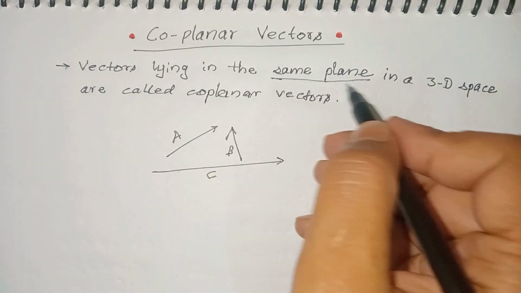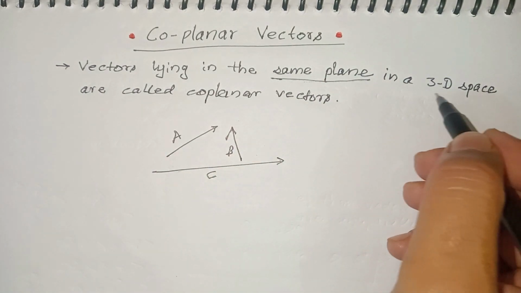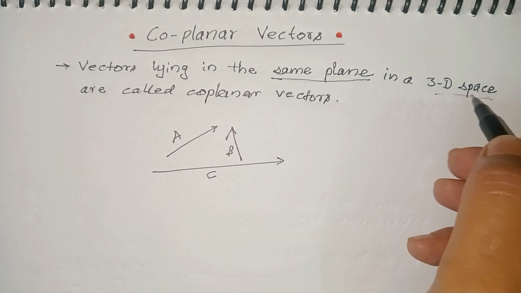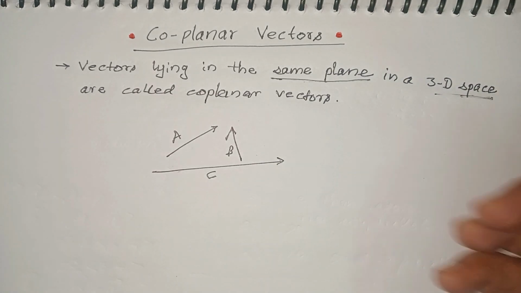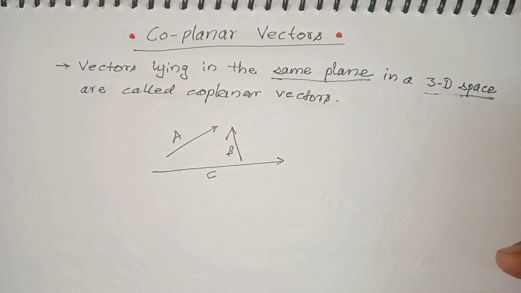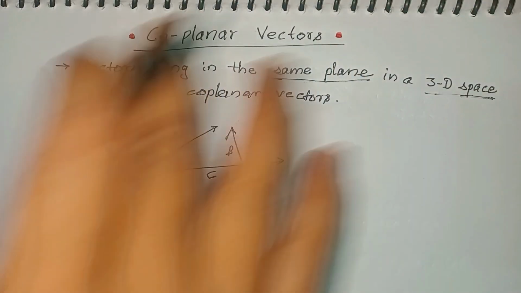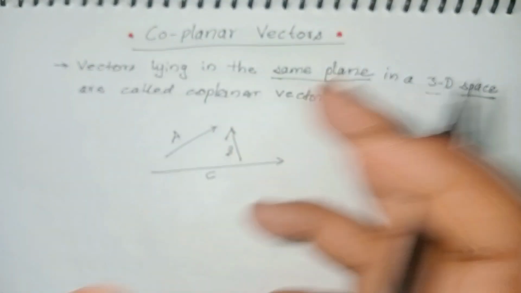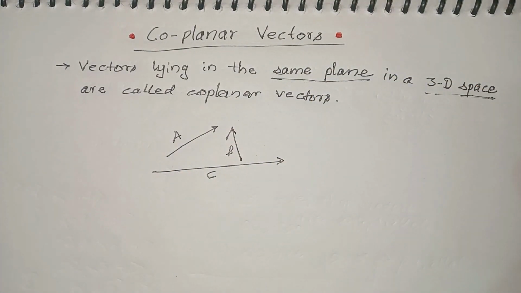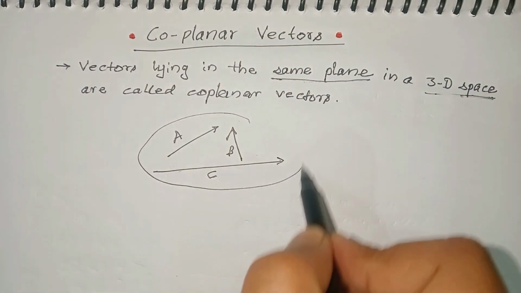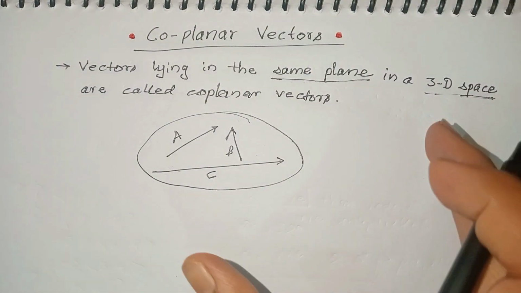drawn. And what is 3D space here? 3D space means three-dimensional. 3D and space are the same thing here. Three-dimensional means length, breadth and height, or X coordinate, Y coordinate and Z coordinate. All this atmosphere, this copy including this environment, is the 3D space, and all three vectors are lying in this 3D space.